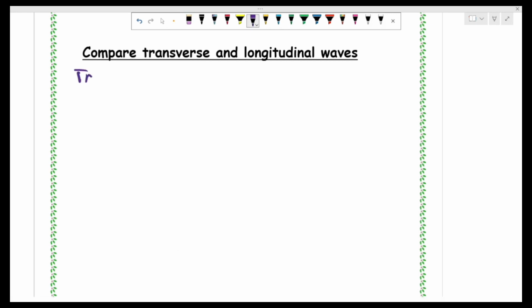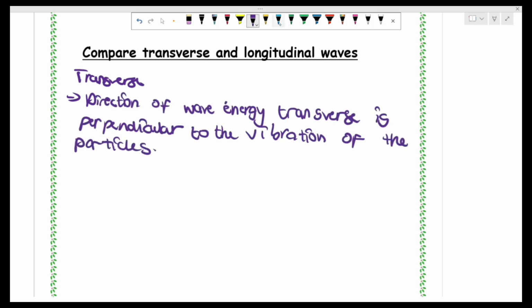So we'll first start with transverse. For transverse, the direction of wave energy transfer is actually perpendicular to the vibration of those particles. And for longitudinal, the opposite actually happens. For longitudinal, it's actually the opposite: the direction of wave energy transfer is parallel to the vibration.